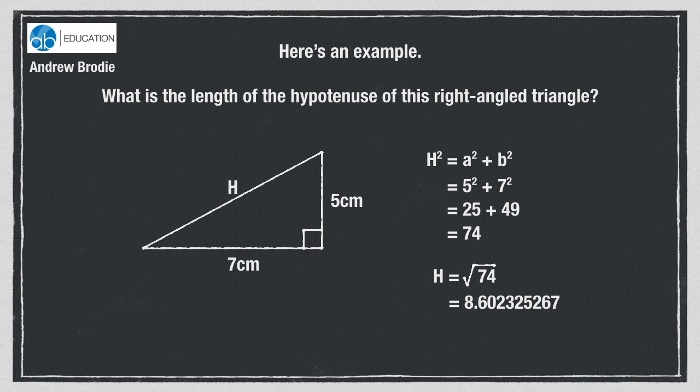On the calculator, this comes out as 8.60232527. To one decimal place, this is 8.6 centimeters. So the length of the hypotenuse is 8.6 centimeters to one decimal place.